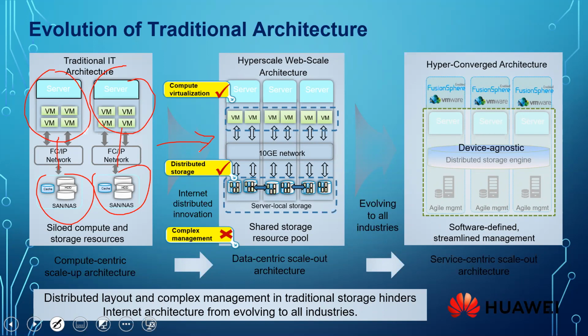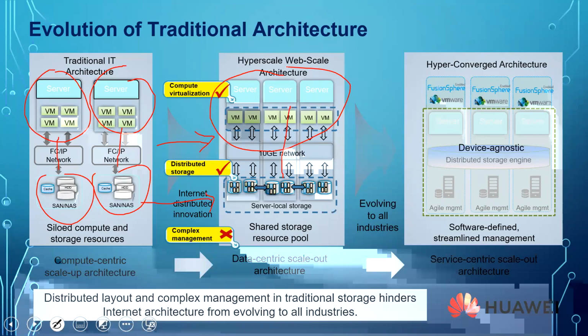Then we have the hyperscale web-scale architecture. In this architecture, we have distributed storage. So these storages are converted to distributed storage. We have local storage in the server, and we use it as distributed storage, and on top of that, the VMs are running. So in this data-centric environment, management is very complex, and it is very difficult to manage all these things. But now we have hyperconverged architecture.